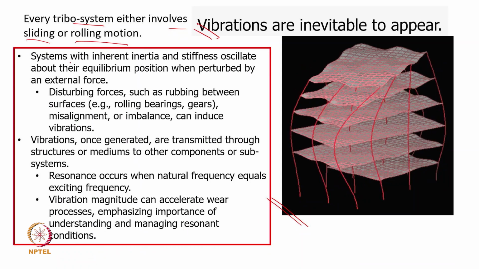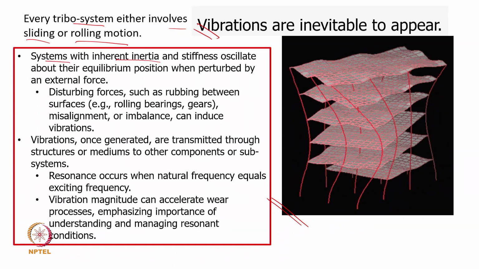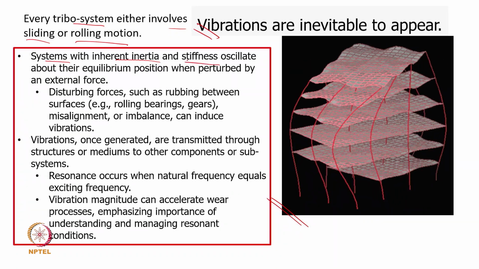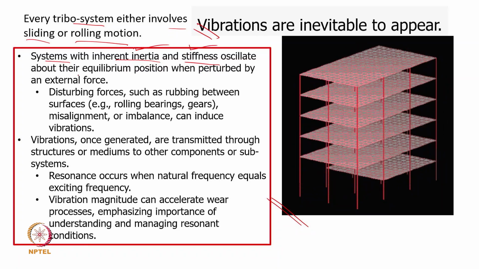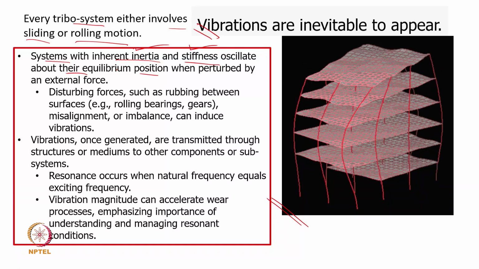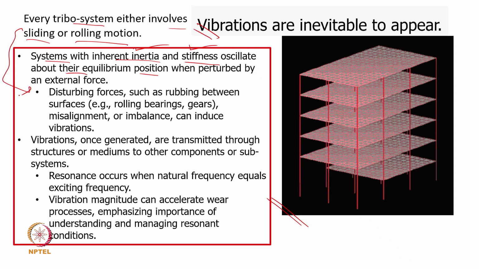That's why we say systems with inherent inertia. Most of these systems have a mass, so inertia will be there, and stiffness. Again, they have some sort of rigidity. So if there is inertia and stiffness, the system will oscillate about its equilibrium position if it is disturbed by an external force. And we know very well in a tribological system, disturbing forces are bound to happen.